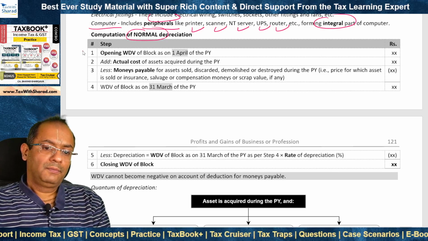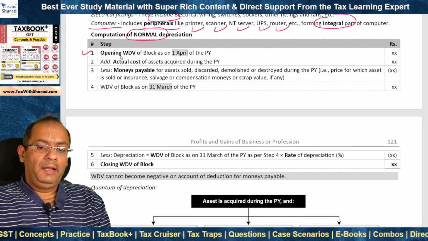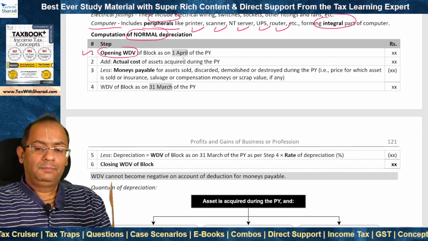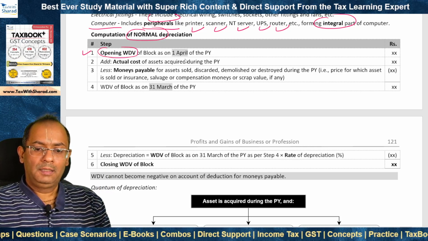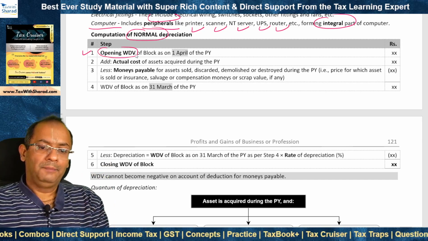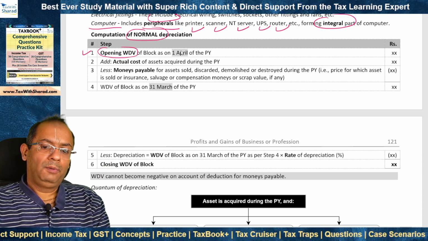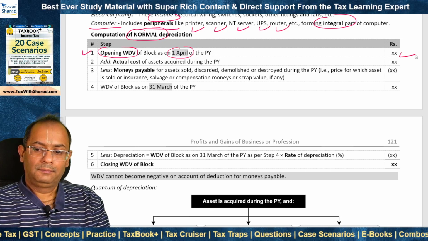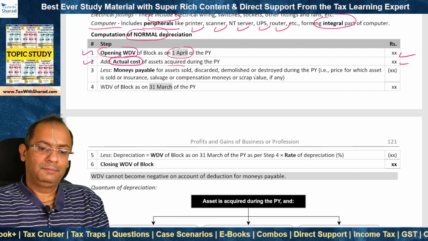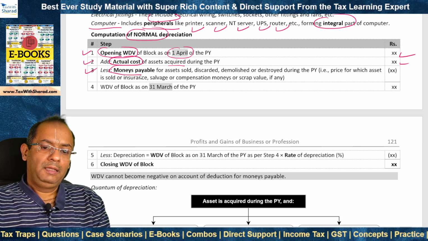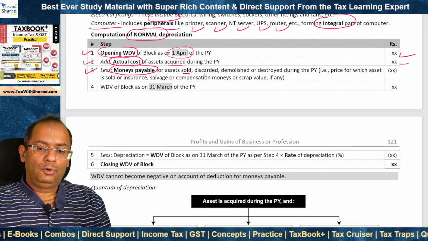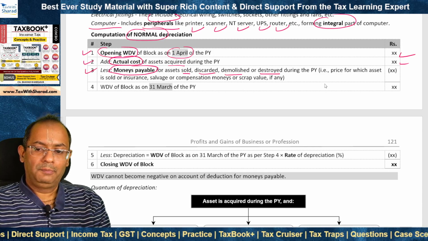These are the steps. Step 1. We determine the opening WDV of the block of assets, and mind you, normal depreciation is computed for each block of assets. So each block of assets is considered separately. So step 1 is opening WDV of the block as on 1st April of the previous year. To this we add the actual cost of assets acquired during the previous year. And we deduct monies payable for assets disposed of during the previous year. For example, sold or discarded or demolished or destroyed during the previous year.